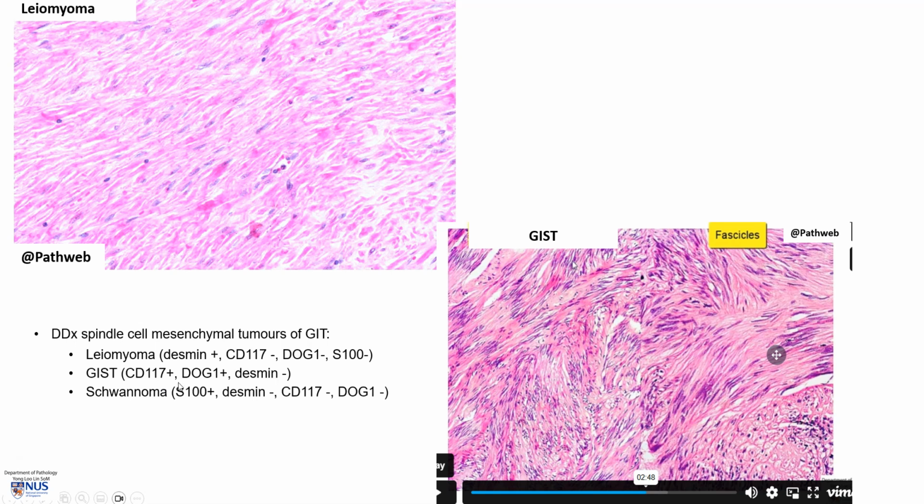Gastrointestinal stromal tumor, or GIST, is the other main differential diagnosis, and this is usually positive for CD117 and DOG1. And we can see here an example of a GIST, and usually the nuclei of GISTs are much more elongated and slender, and also appear to be more crowded compared to those of leiomyoma. Schwannoma, which is less common, can look very similar, and immunohistochemistry with S100 is very helpful. In the esophagus, the commonest mesenchymal tumor would be the leiomyoma.